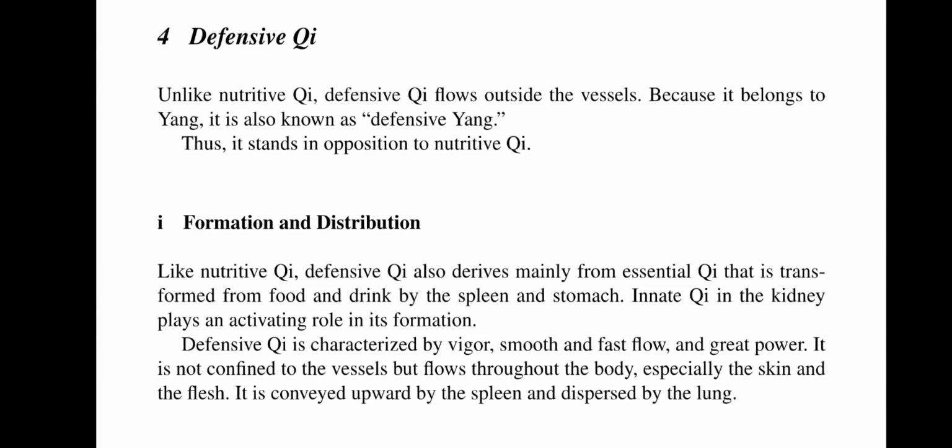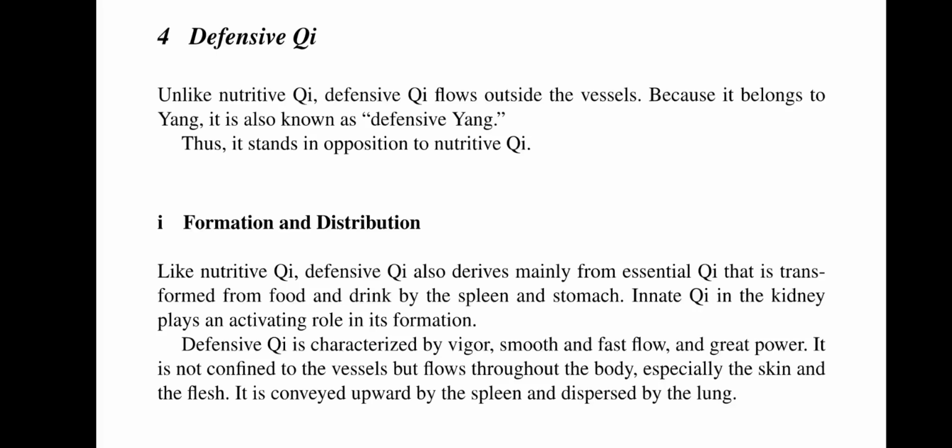Now let's look at defensive qi. Unlike nutritive qi, defensive qi flows outside the vessels. Because it belongs to yang, it is also known as defensive yang. Thus, it stands in opposition to nutritive qi. Let us look at its formation and distribution. Like nutritive qi, defensive qi also derives mainly from essential qi that is transformed from food and drink by the spleen and stomach. Innate qi in the kidney plays an activating role in its formation.